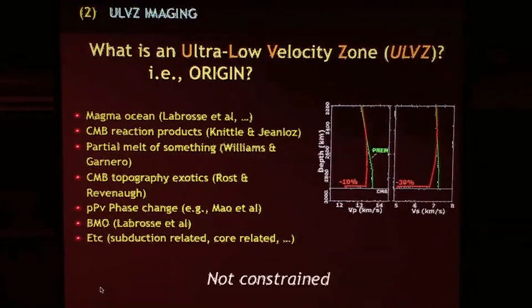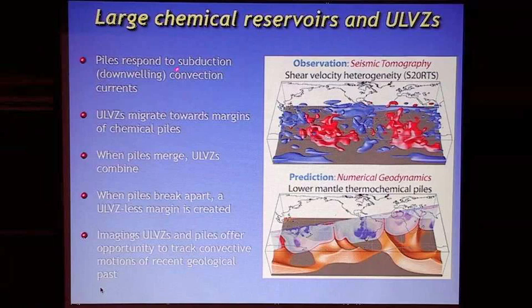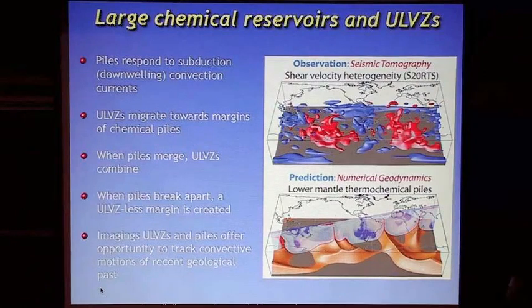So I'm going to sew up and just say that, kind of looking back, we have these. This is tomography here, and in geodynamics, these things respond to the downwelling currents. Ultra-low velocity zones seem to migrate to places on the margins in these calculations. That may be consistent with seismology. More imaging will help. These piles do move around in these calculations, and the ultra-low velocity zones can merge and make giant ultra-low velocity zones.